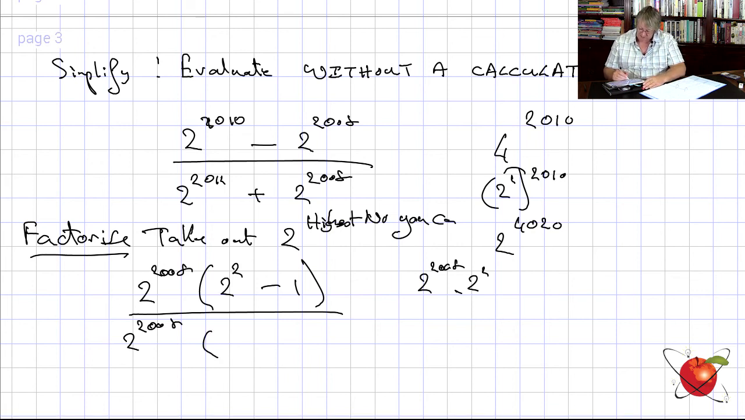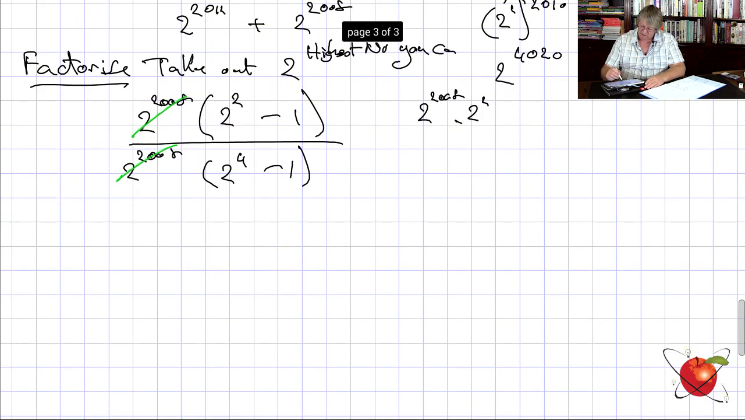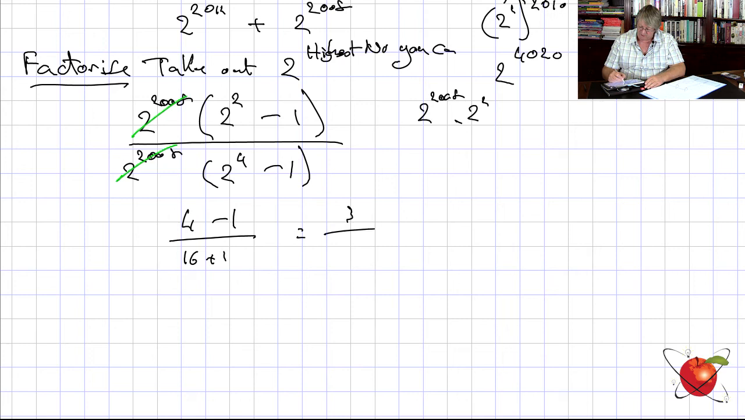And over here, that becomes 2 to the 4 minus 1, right? Can you see what happens here? Take out. Next step is cancel, right? Boom, boom, done. Okay, so what? Well, there's your answer. Your answer is 4 minus 1 over 2 to the 4th, which is 16 plus 1, is 3 over 17. Okay?